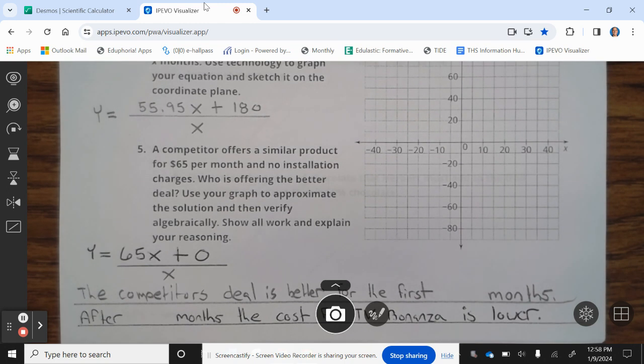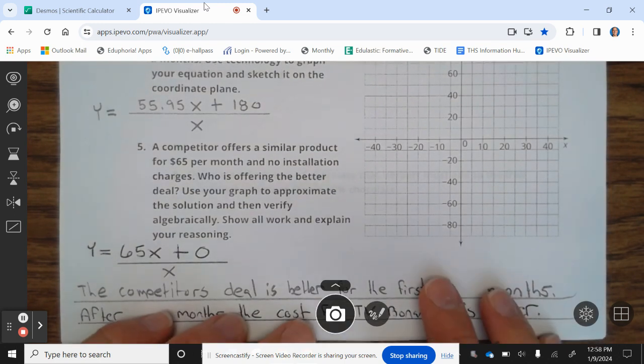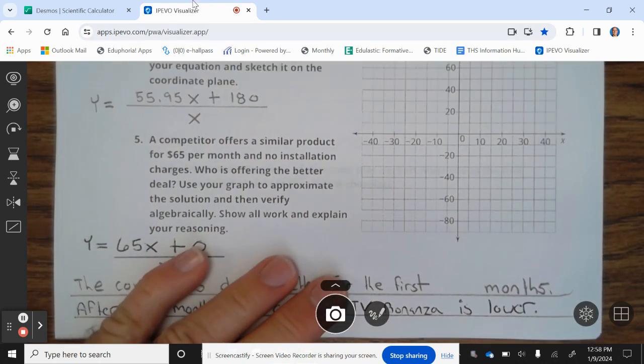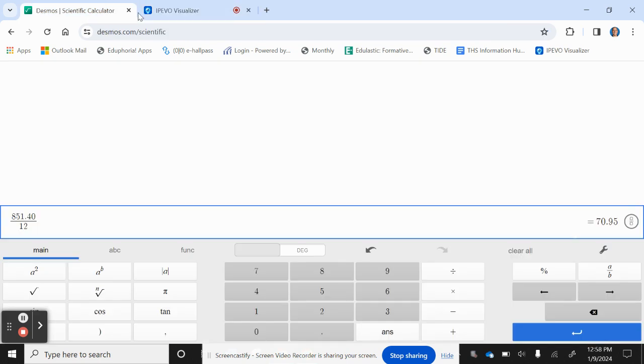5. A competitor offers a similar product for $65 per month and no installation charges. Who is offering the better deal? Use your graph to approximate the solution and then verify algebraically. Show all your work and explain your reasoning. So that equation is y equals 65x plus 0, divided by x. All right, so to find out when the deal is better, we need to graph this in Desmos.